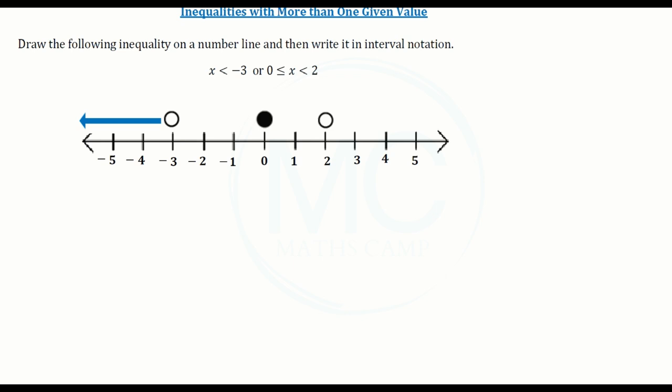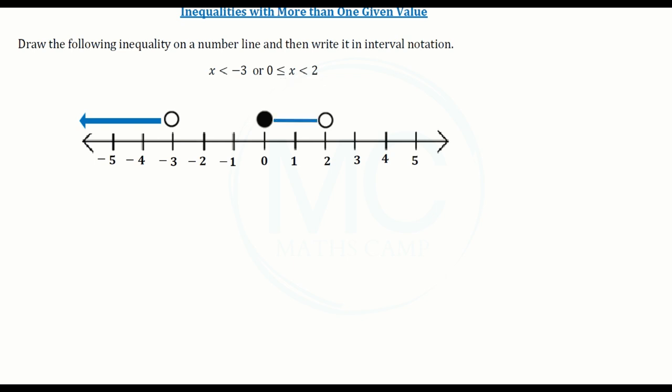X is greater than or equal to 0, so we need to draw a line to the right of 0. Let's draw a small line over here. Finally, X is smaller than 2, so our line will be to the left of 2. X is greater than or equal to 0, but smaller than 2. So we can draw our line from 0 to 2 like this.